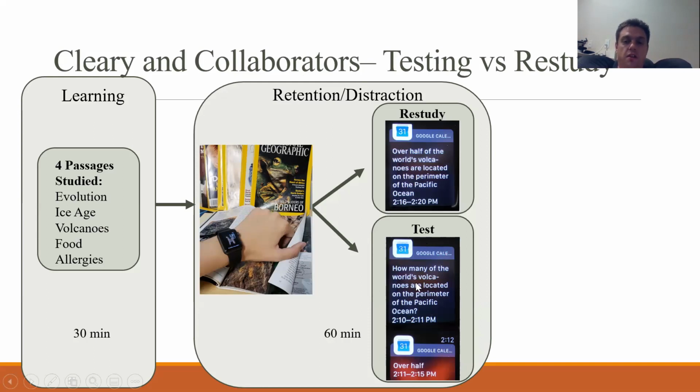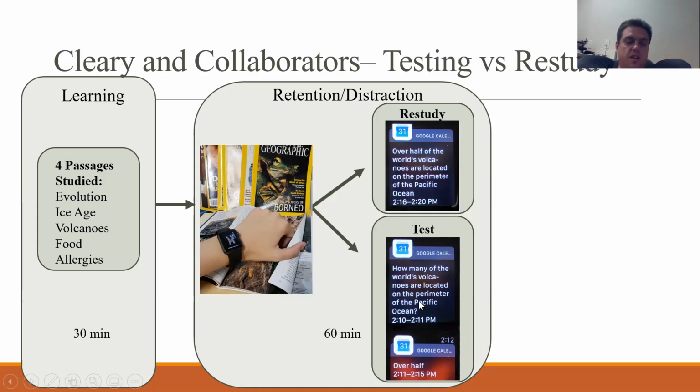In the testing condition, they could ask stuff like how many of the world's volcanoes are located on the perimeter of the Pacific Ocean. And then a minute later, the answer pops up, over half, right? That's the testing condition they get on their smartwatch. In the restudy condition, they just get the statement, right? Over half of the world's volcanoes are located on the perimeter of the Pacific Ocean.